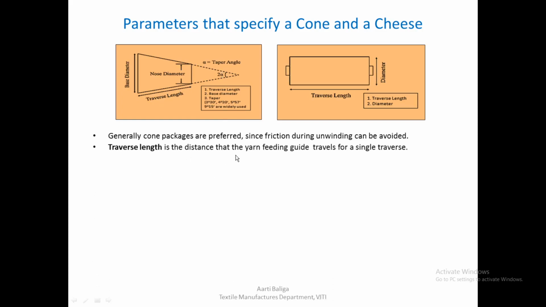Traverse length is a distance. Now let us see how it is defined. Traverse length is the distance that the yarn feeding guide travels for a single traverse. So the yarn guide has to travel to put the coils on the package. The distance that it travels in one single time from left to right or right to left, that particular length is known as the traverse length.